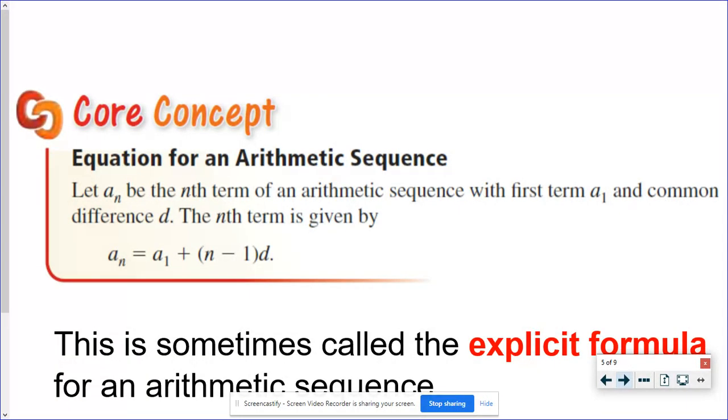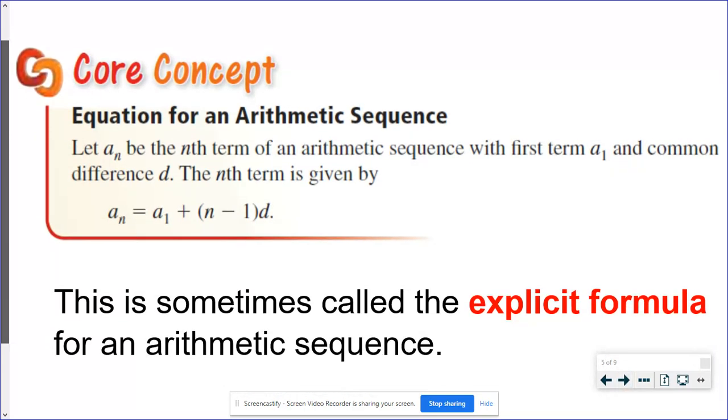This is the real work of what we're going to be doing. We're going to do a little bit of this today, but this is mostly what we're going to be doing tomorrow in the next lesson. This is called the explicit formula, or the explicit form of this arithmetic sequence. This is what you need.